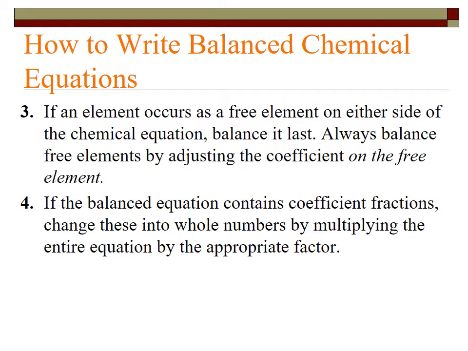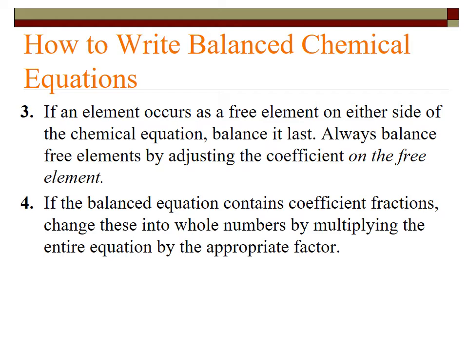If an element occurs as a free element on either side of the chemical equation, balance it last. Always balance free elements by adjusting their coefficients. And what do we mean by a free element? Folks, we're talking about elements like oxygen, diatomic nitrogen, things of that sort. If they are a free element by themselves, not coupled to anything else, we generally balance them last because it makes it easier when we're balancing the chemical reactions.